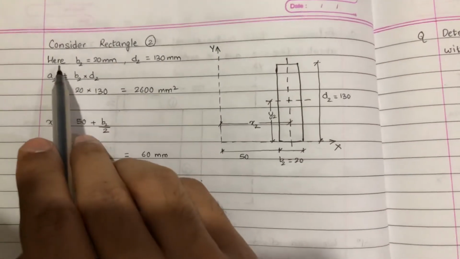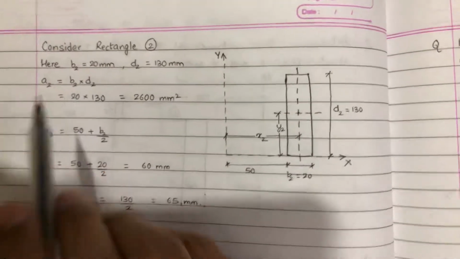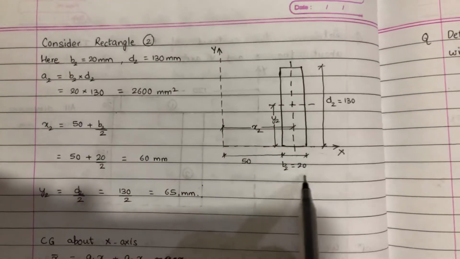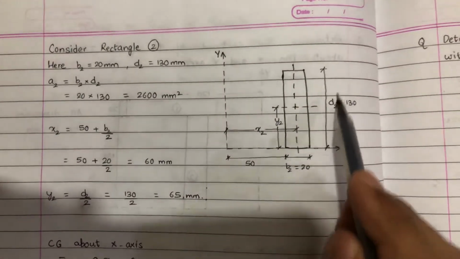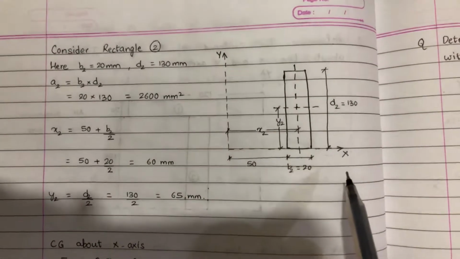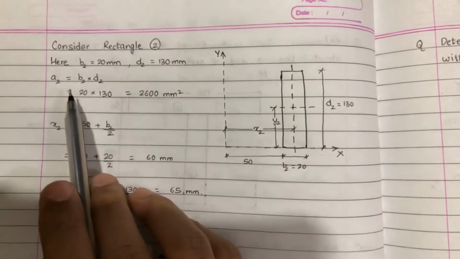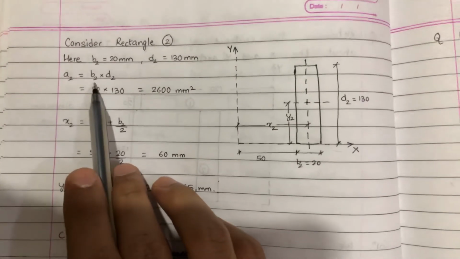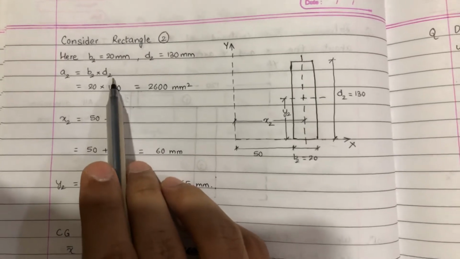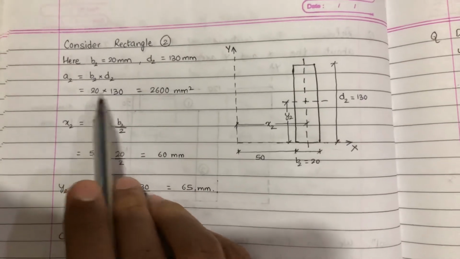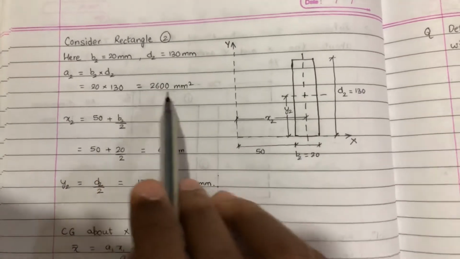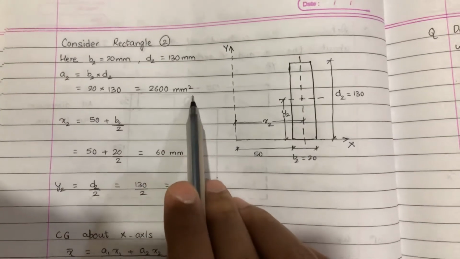Now we have B2 equal to 20 mm. B2 is this base, that is 20 mm, and D2 is this depth, that is 130 mm. You can see D2 is 130 mm. So A2 will be equal to B2 into D2, that is the area of the rectangle. So it will be 20 into 130, which is equal to 2600 mm square.